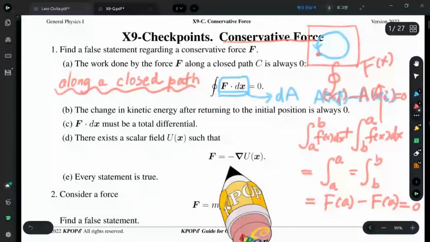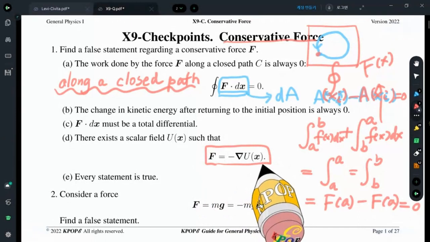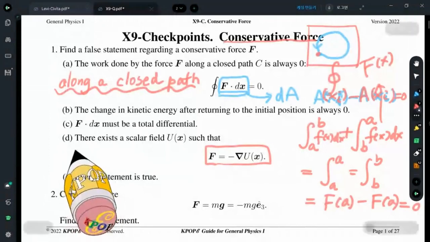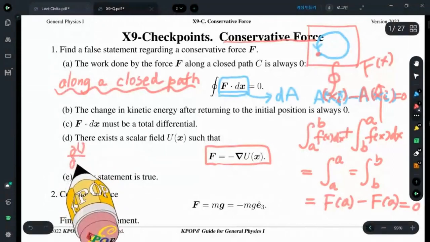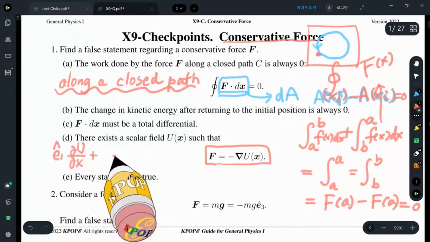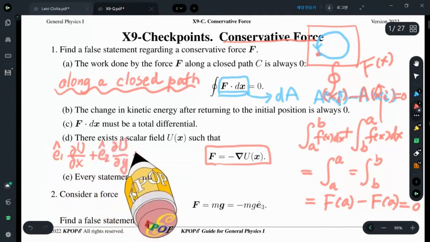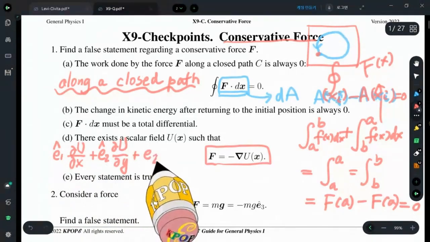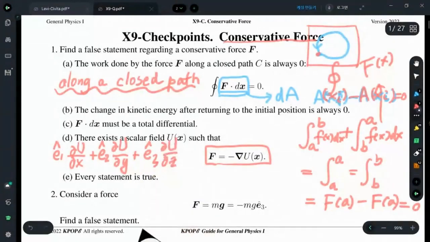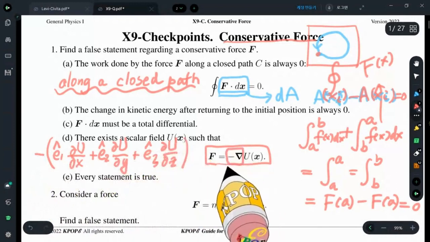So you will find that the force is always expressed as a gradient. In fact, a gradient is the x derivative times the x unit vector, the y derivative times the y unit vector, and the z derivative times the z unit vector. This is a gradient, and we put the negative sign on it. That is minus the gradient.